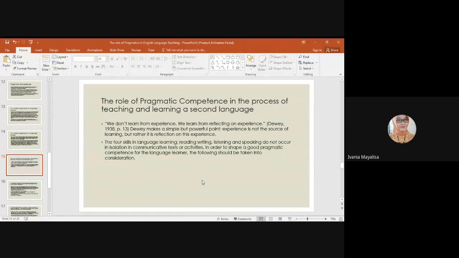The role of pragmatic competence in the process of teaching and learning a second language. We don't learn from experience. We learn from reflecting on experience. Dewey, 1938, page 13. Dewey makes a simple but powerful point. Experience is not the source of learning, but rather it is reflection on this experience. The four skills in language learning, reading, writing, listening, and speaking do not occur in isolation in communicative texts or activities. In order to shape a good pragmatic competence for the language learner, the following should be taken into consideration.